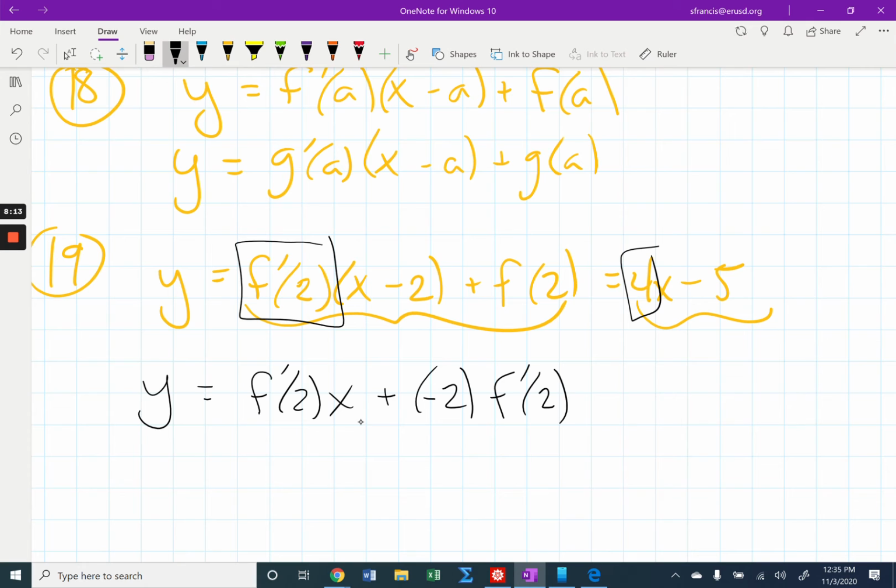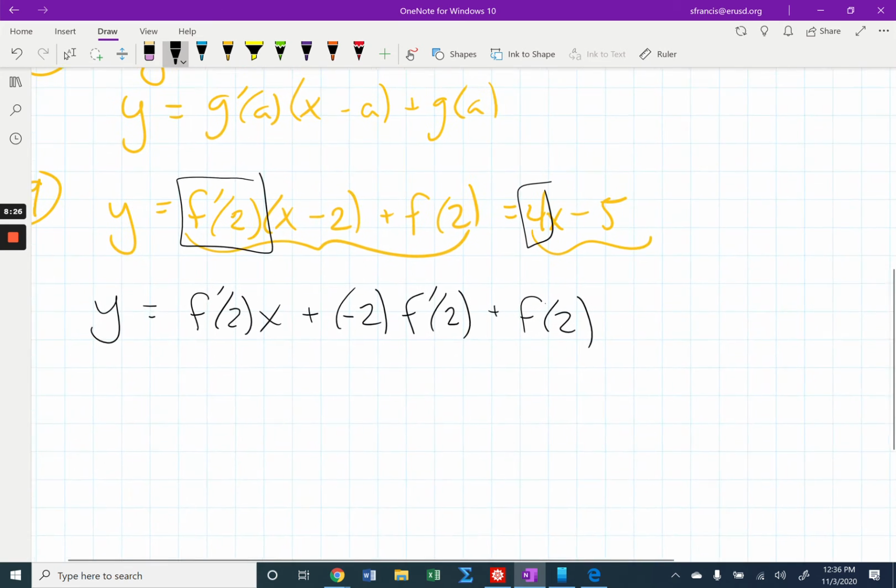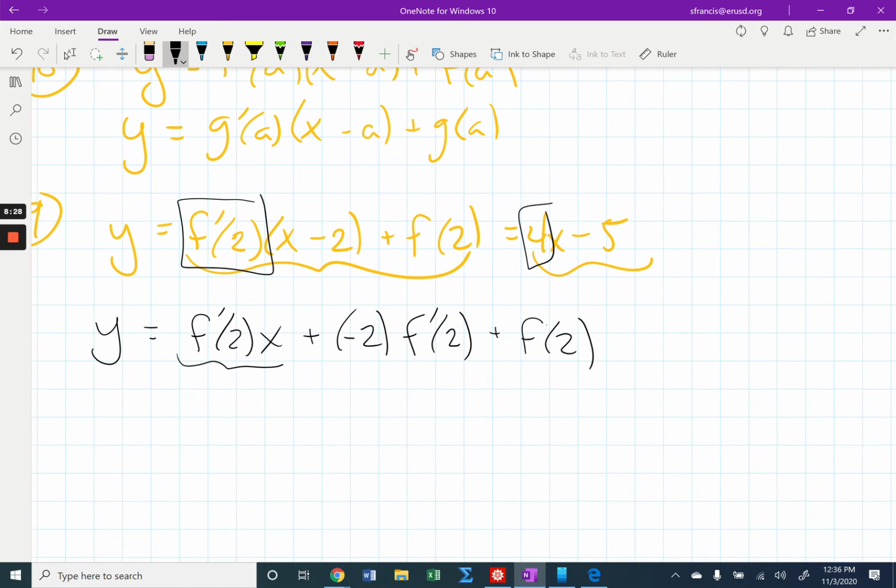What I distribute here, I'm just being a little bit deliberate in that. And then it's going to be plus f of 2. That's what all of this equals, okay? This is the 4x part. This over here is the negative 5 part, okay? You know what this is. We just said that that's 4. So plug 4 in for that. Set all of this equal to 5, rather negative 5, and then go solve for f of 2.